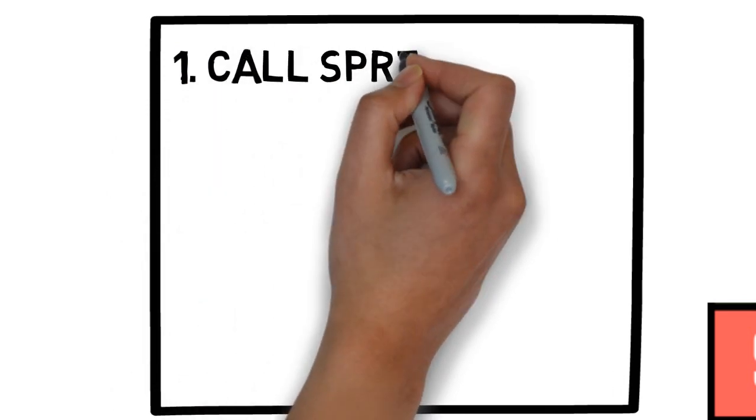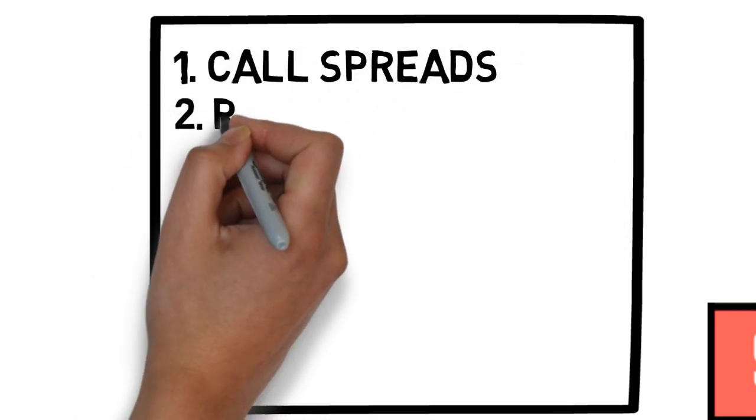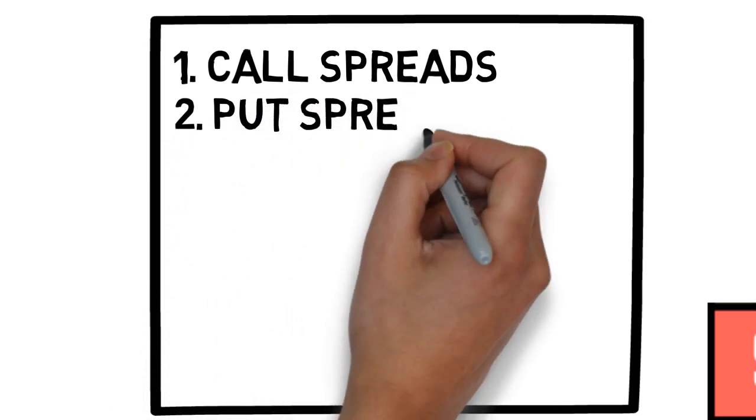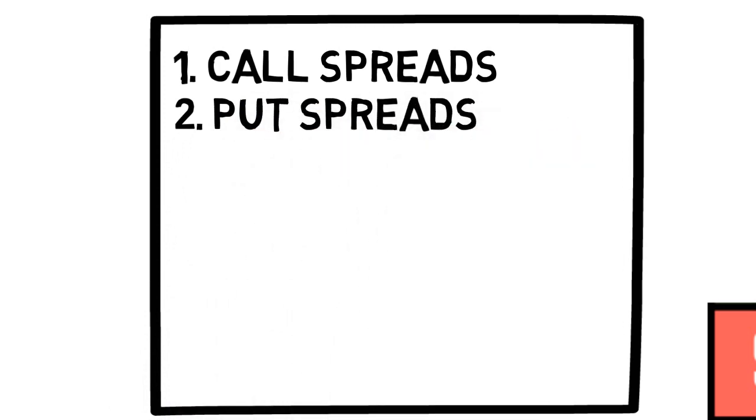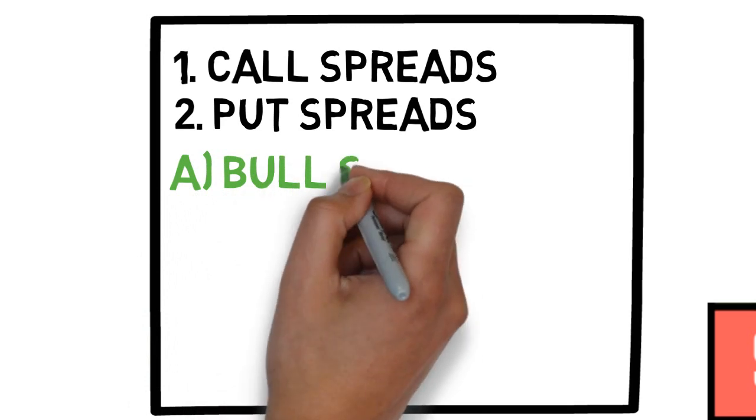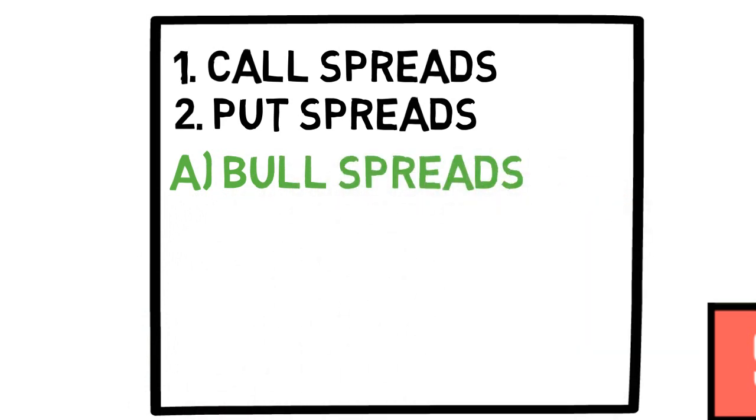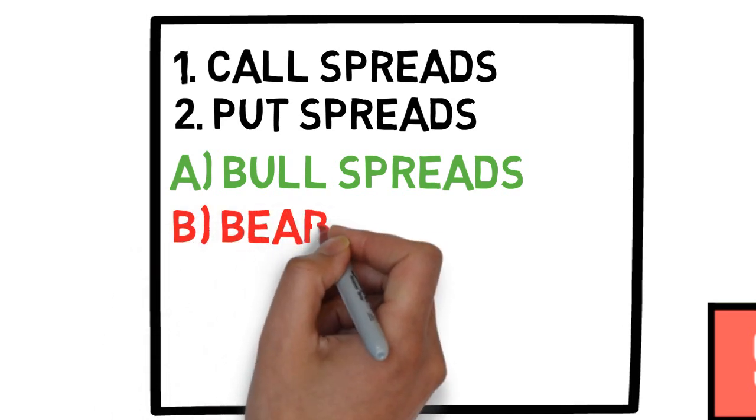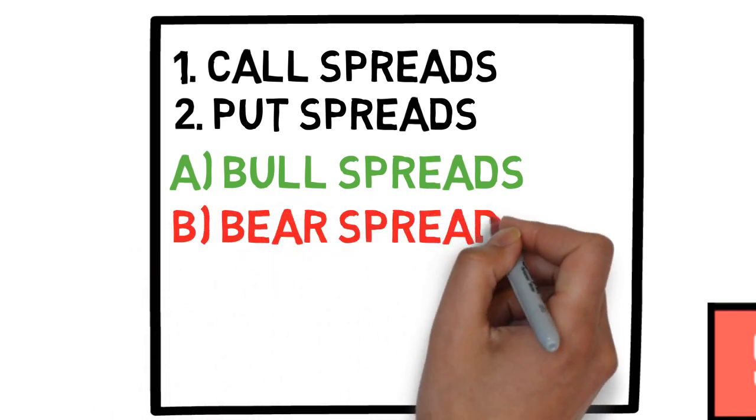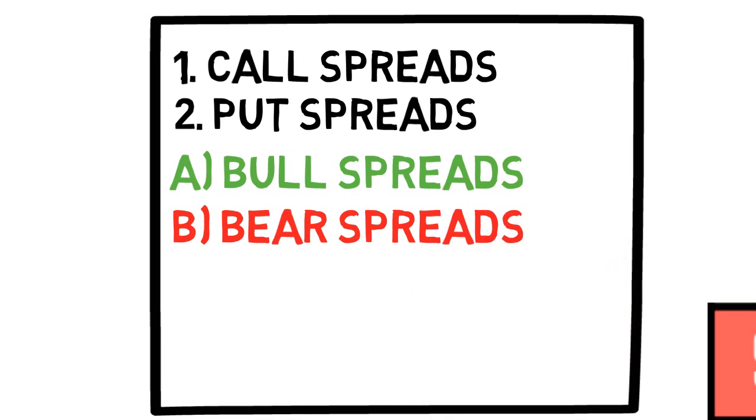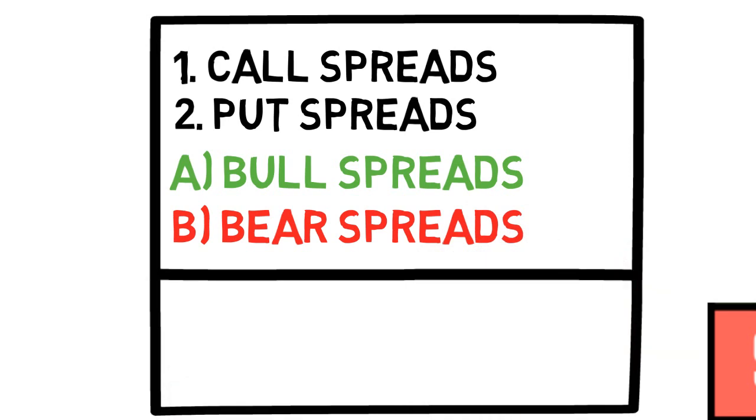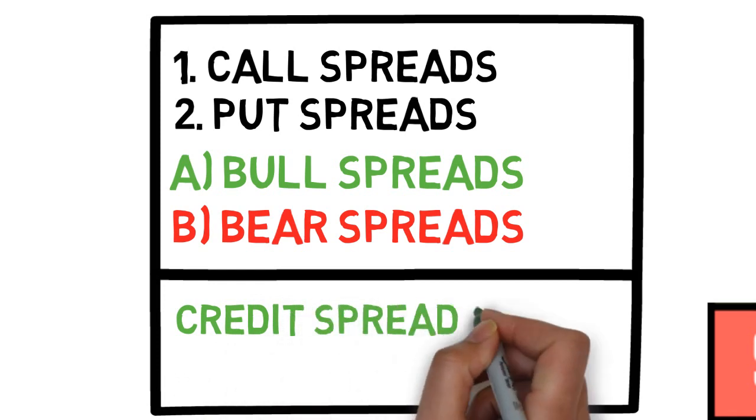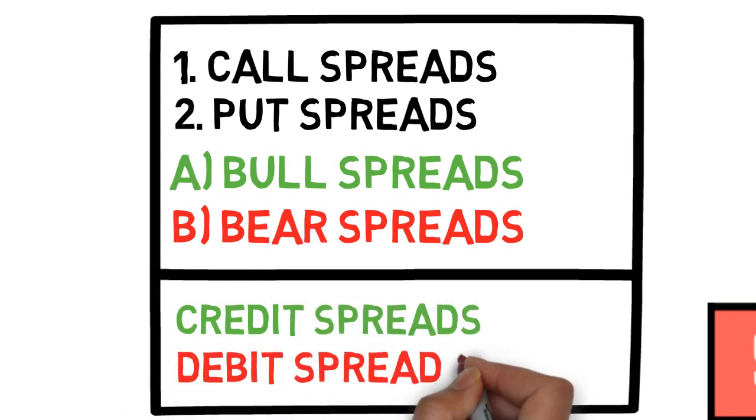The first type is call spreads. Those are the spreads that only consist of call options. The second type is put spreads. Those are the vertical spreads that only consist of put options. Next up we have bull spreads. Bull spreads are those that are bullish, so they profit from increasing prices. Furthermore, we have bear spreads. Those are the spreads that are a bearish strategy, that profit from decreasing underlying asset prices. And last but not least, we have credit and debit spreads.